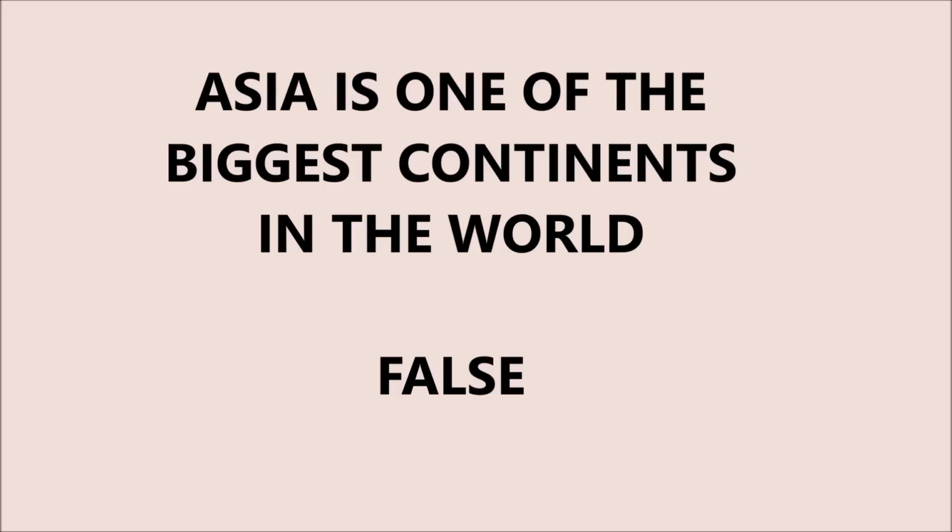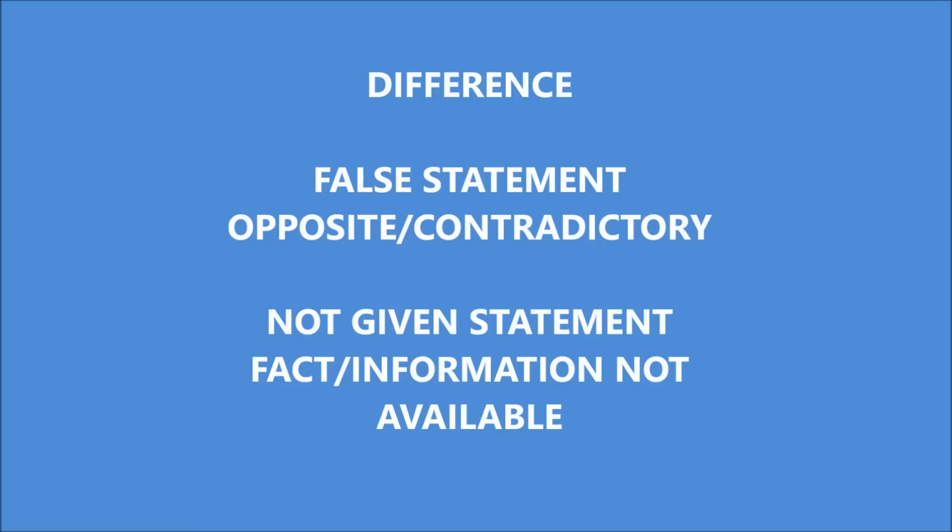It says Asia is one of the biggest. So it's false because one of the biggest means there could be something bigger than that, or there are others which are as big as Asia, which is wrong. Asia is the biggest. So largest means there's nothing bigger than that. We will quickly see the difference.